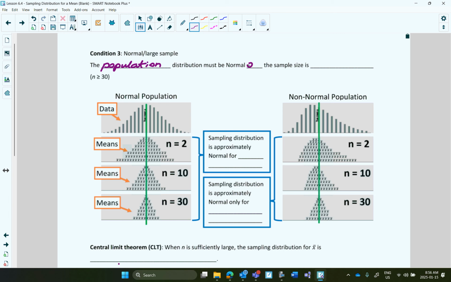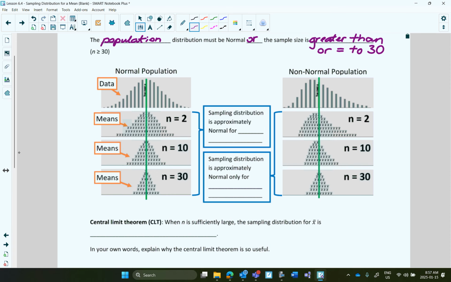Or the sample size you take is greater than or equal to 30. Because what happens is that your sample size is large enough, and the distribution will always approach normal, even if the original one isn't. And that's what this explains here.